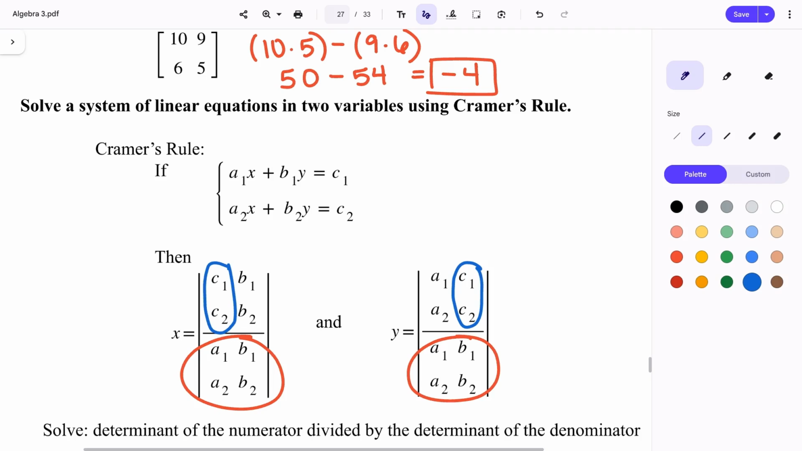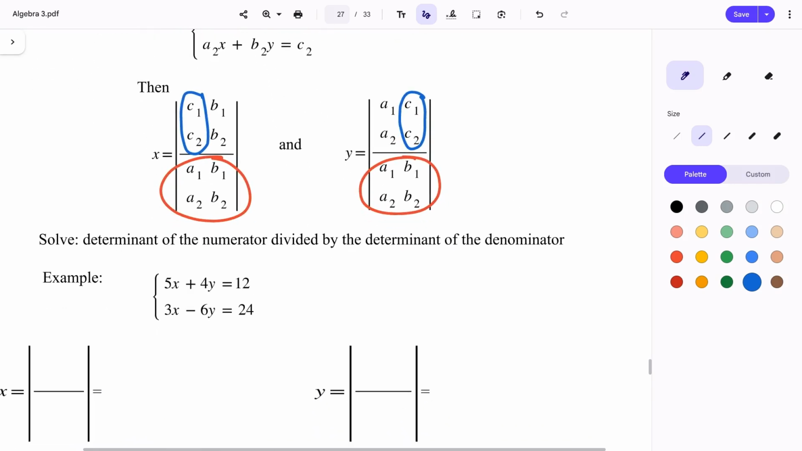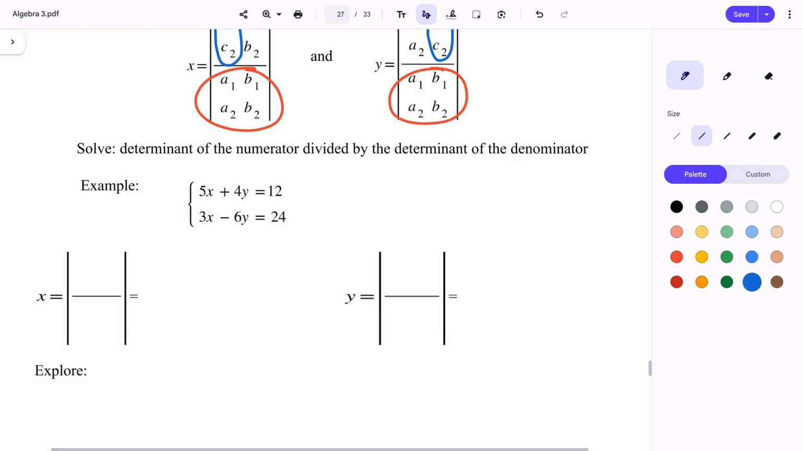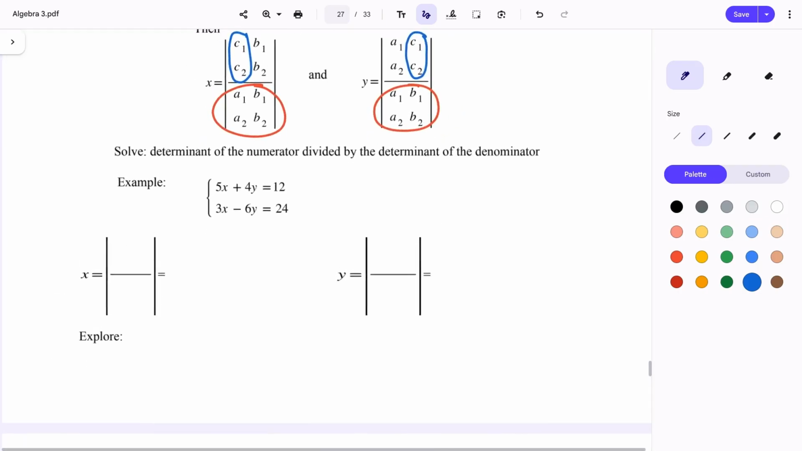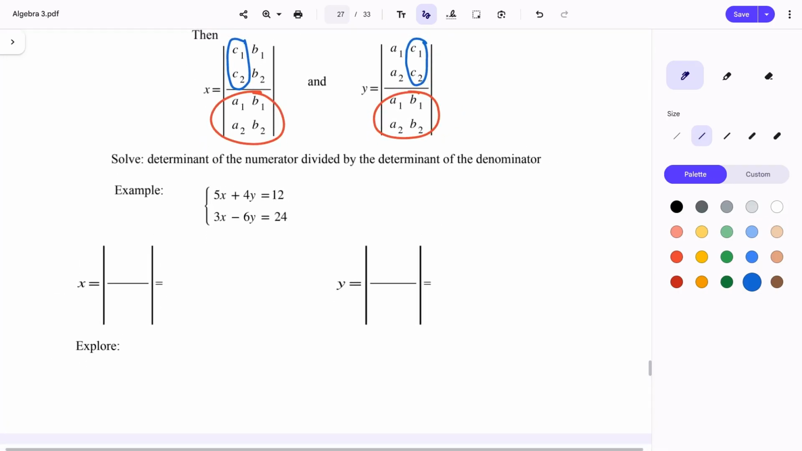So let's take a look at an actual example here. I'm just going to zoom out so we can still see that setup up above. So I have this new system here, 5x plus 4y equals 12, 3x minus 6y equals 24. The first thing I'm going to do is grab my coefficients in front of my x's and y's and put that on the bottom, because that's going to be the same for both of them. So the numbers in front would be 5 and 3, and 4 and -6. And you can see I'm putting those on the bottom here.